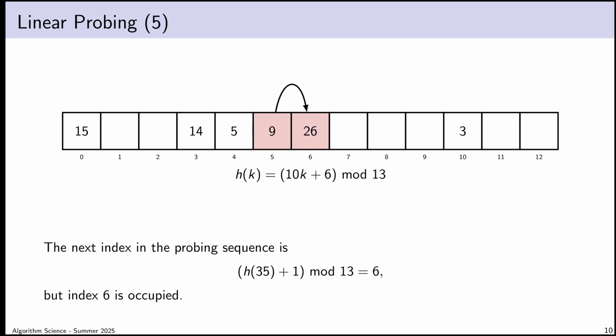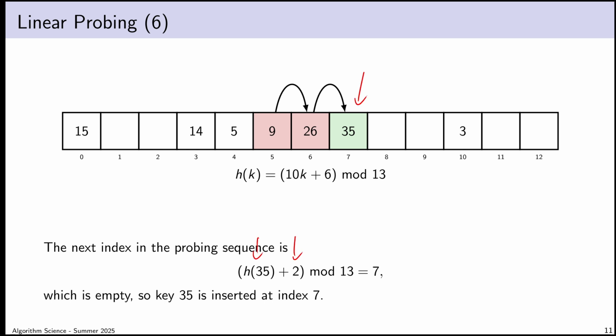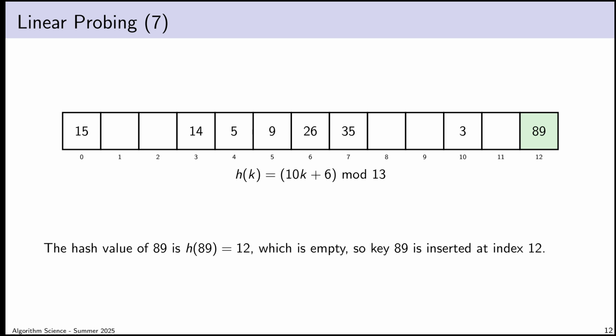Okay, so the next thing in the probing sequence is the following index, index 6. That is also full. Okay, so we keep going. We then look at h(35) plus 2, and we find an empty space. We look at index 7, and it's empty, so we insert key 35 at index 7. All right, it turns out that key 89 can be inserted directly at index 12. That's convenient. We then try to insert key 79.